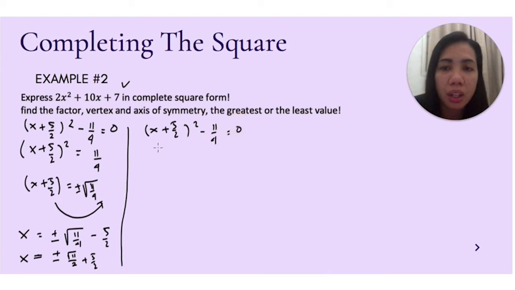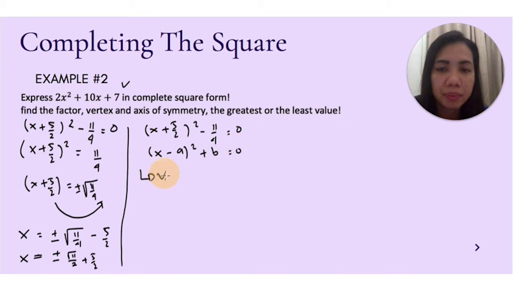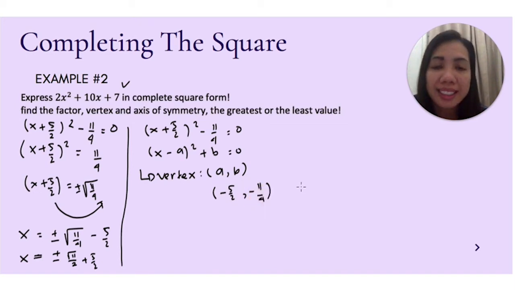Okay, now remember the standard form of this is x minus a squared plus b equals 0. a and b is the vertex. So for the vertex is a comma b. The vertex is minus 5 on 2 comma minus 11 on 4. This is actually the vertex of this quadratic expression.